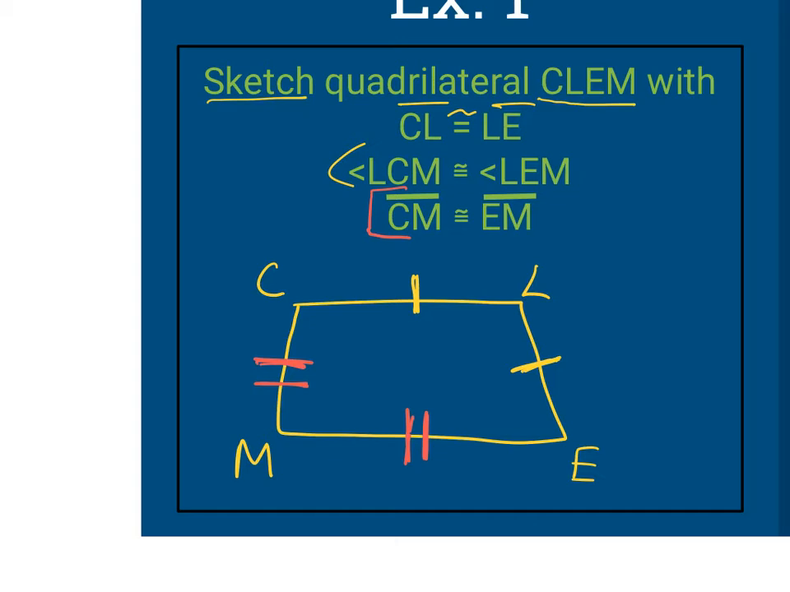My angles then, I'm looking for LCM. When I'm naming angles, I'm going to start at the first letter, go to the second one, stop, turn, go to the other one. This is my angle. My other angle, LEM, is over here. The way that I mark angles congruent is I'm going to draw in the little angles, the little half circles, and then do a tick mark.